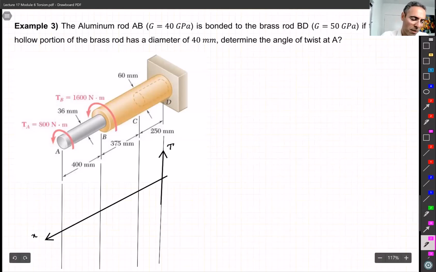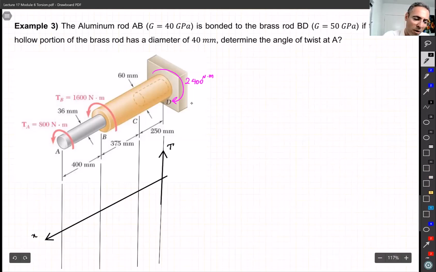So because we are in static equilibrium, right, we have 800 going that way, which is counterclockwise. We have 1,600 counterclockwise. If we want these things to be in equilibrium, it means at point D, I have to have a big reaction, which is 2,400 Newton meters, right? To cancel out these two other reactions. And it has to be clockwise. And again, don't forget, always we look from the free end of the shaft. Like this is our eyes. We put it here, and we look that way, okay?